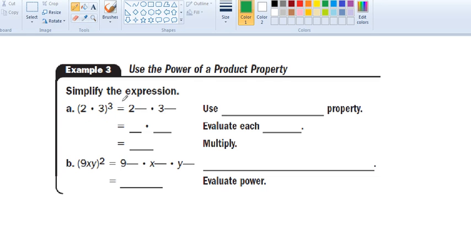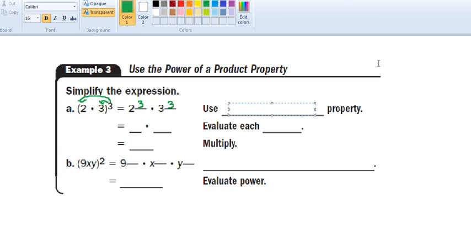little bit easier. What we're saying here is this cube here is going to apply to this, and it's going to apply to this. So it's 2 to the third power times 3 to the third power. This 3 came from right there, and that 3 came from right there. So the product, or the property we used, was the power of a product property.